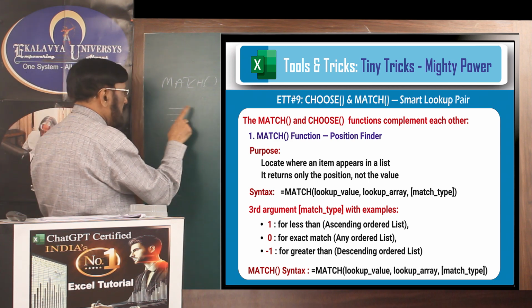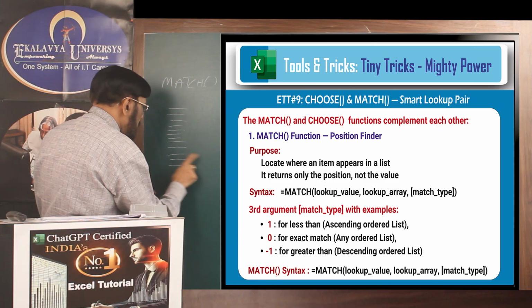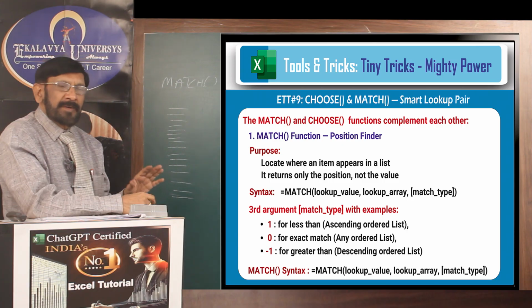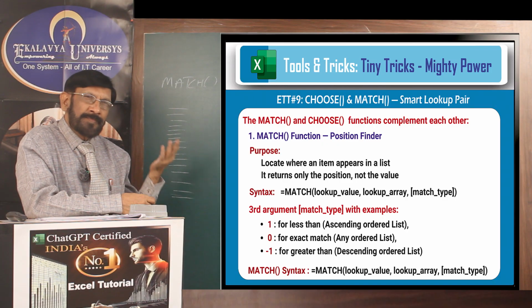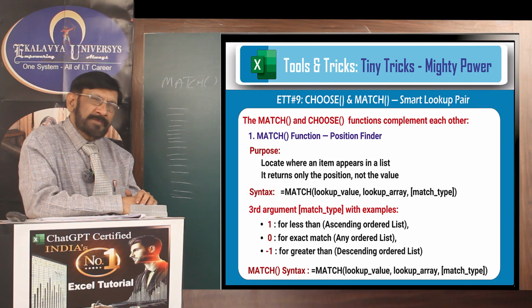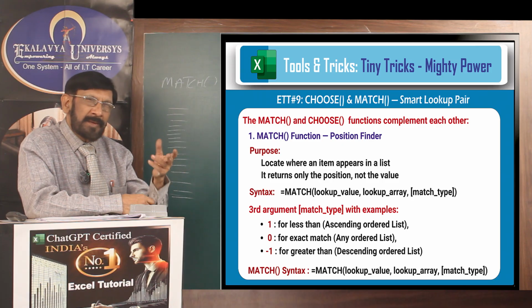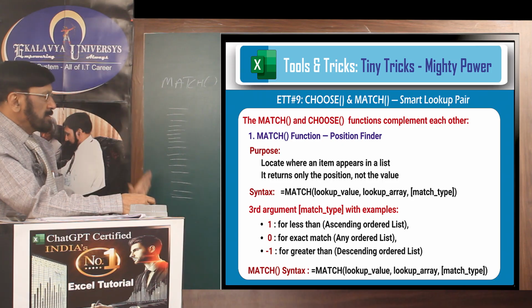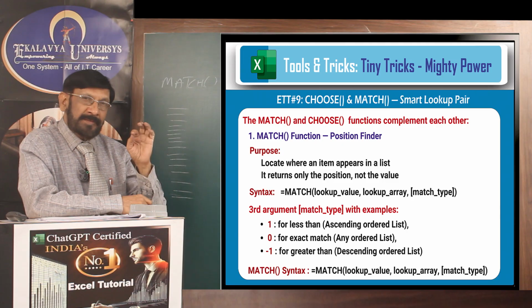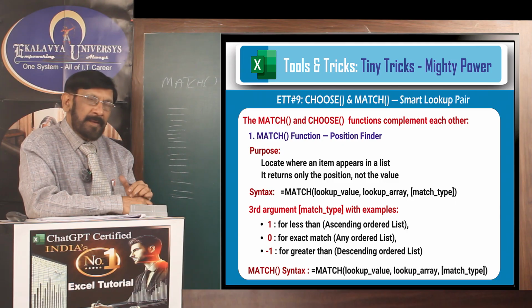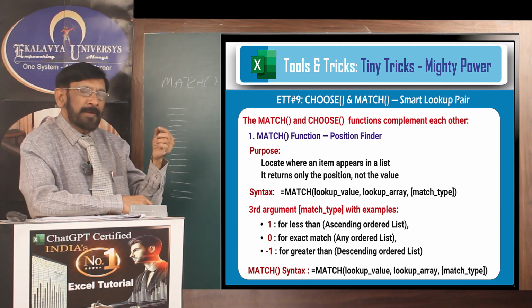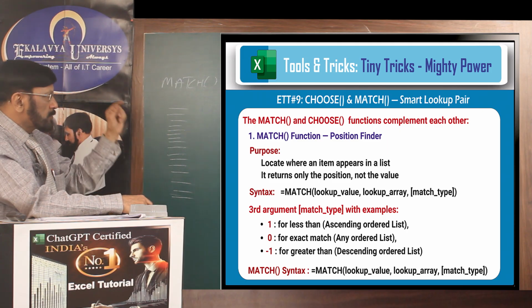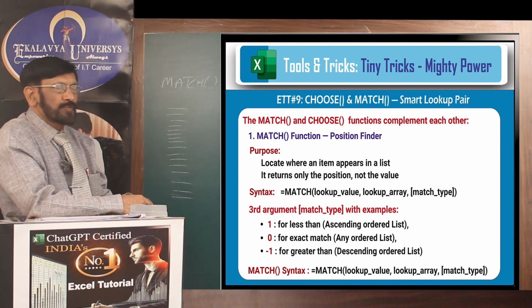Actually, there is a list of data items. Here, data items means you have to take them in a broader sense. They may be values, names of persons, names of items, or any other data. This is the list, or simply popularly called an array. Array and list both are the same. Now, if you have to find out the position of a particular data item, then you can use MATCH.